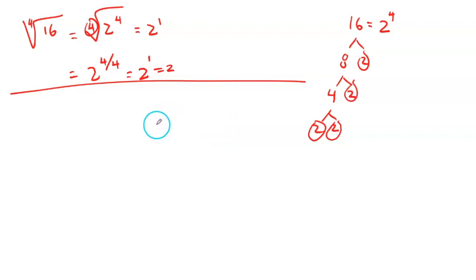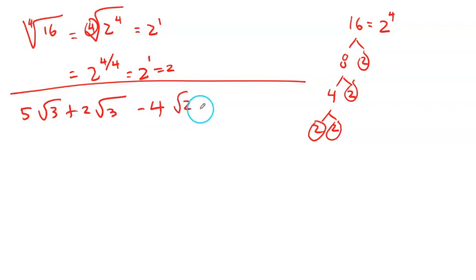Adding and subtracting radicals. Let's add and subtract. Let me give you a basic example so we understand the idea. So let's say that I have 5 square root 3 plus 2 square root 3 minus 4 square root 2 plus, let's say, 10 square root 2.